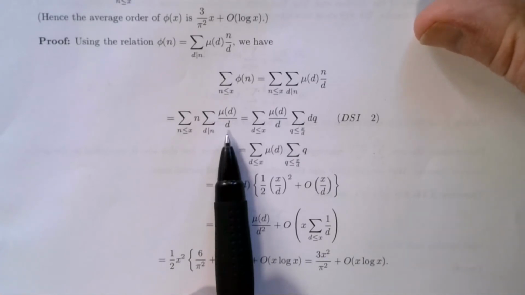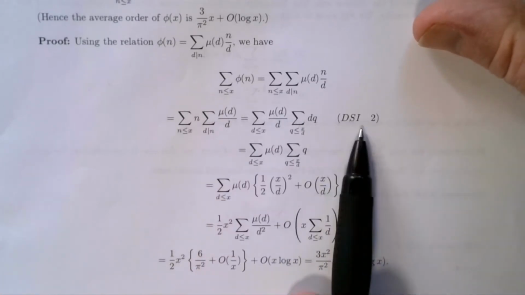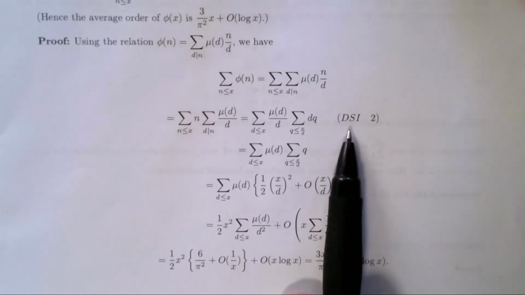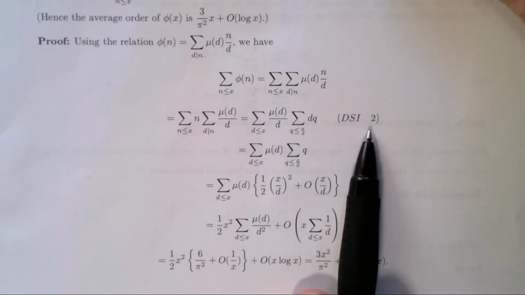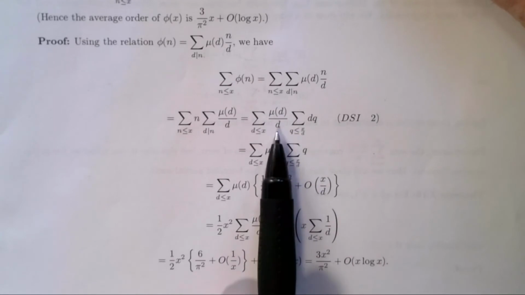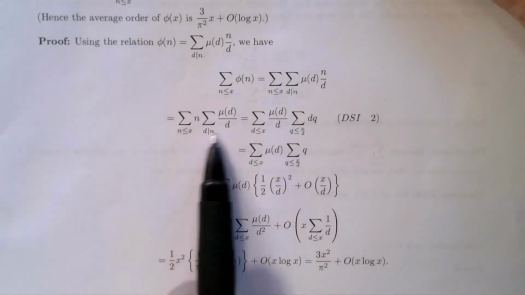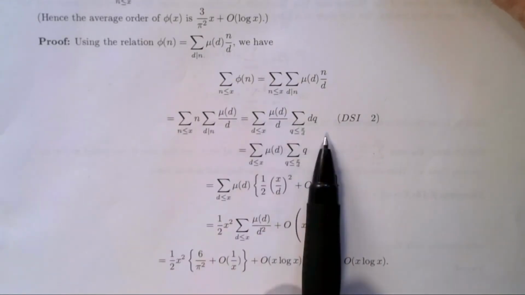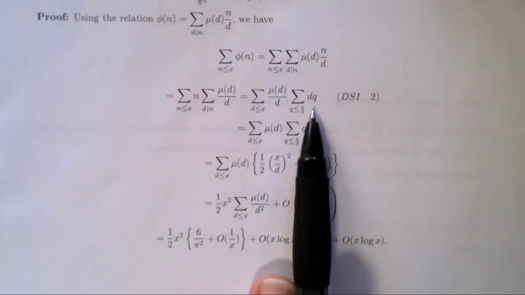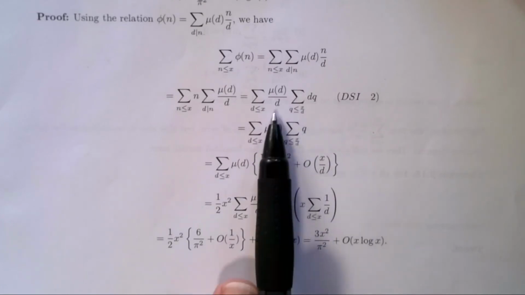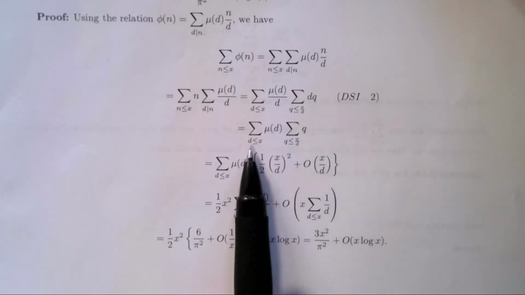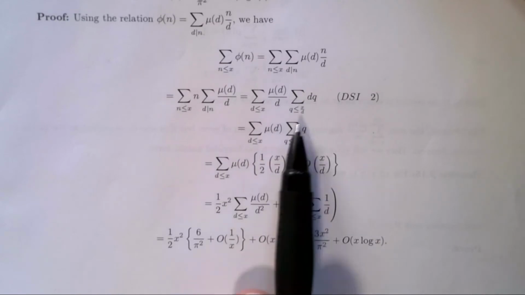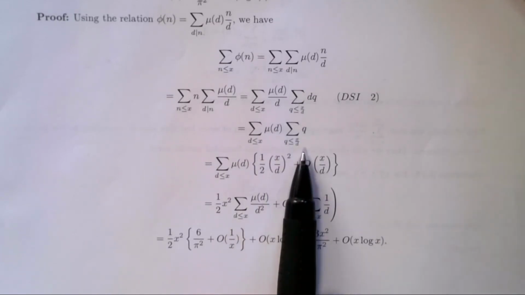And I can now use that second Dirichlet identity, that second divisor sum identity, which enables me to go from here to here. You just look it up, you'll see that's what you get. And I can then, the d's will cancel in here, so I just get sigma d less or equal to x of mu of d times the sum q less or equal to x over d of q.